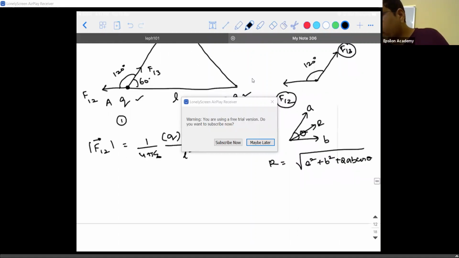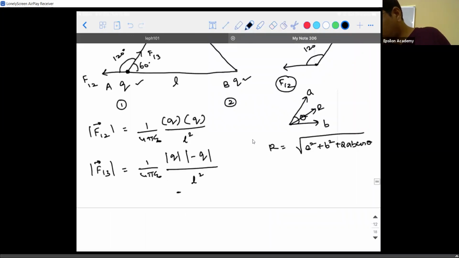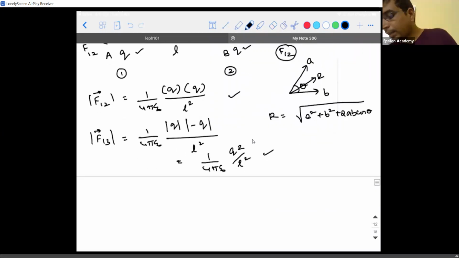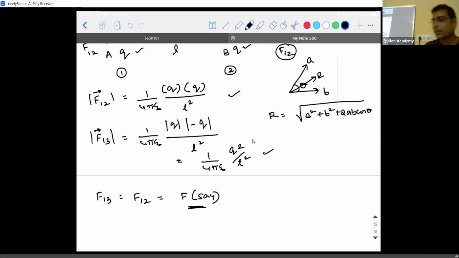Now what is the magnitude of the F13 vector, guys? 1 by 4 pi epsilon naught into, look at the way I am going to write, magnitude of Q into magnitude of minus Q, divided by L square. But what is going to be the answer? It is still the same value. So from this, can I say F13 is equal to F12, is equal to, can I call it F? I hope you guys are clear, right?